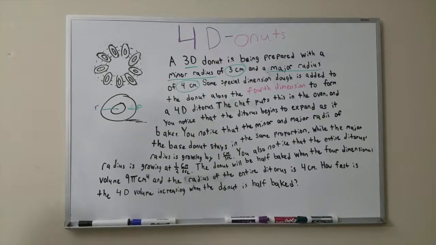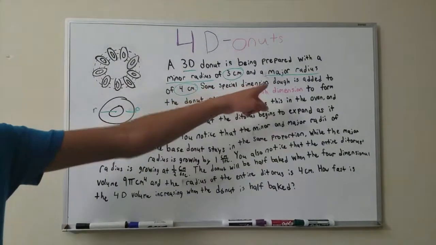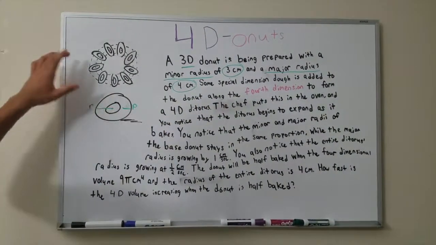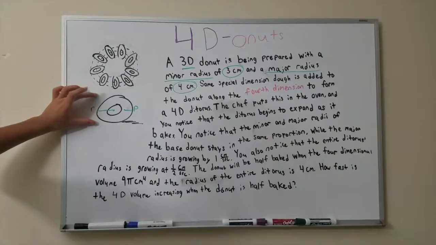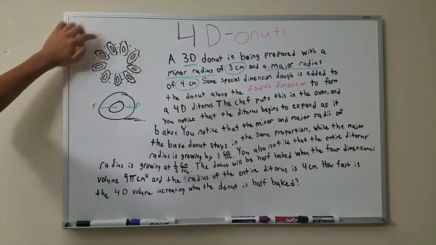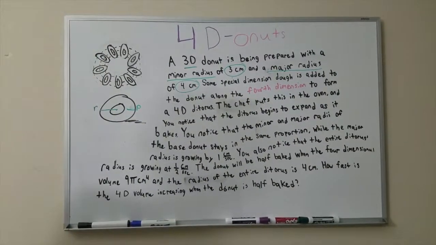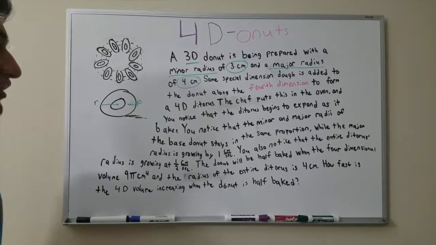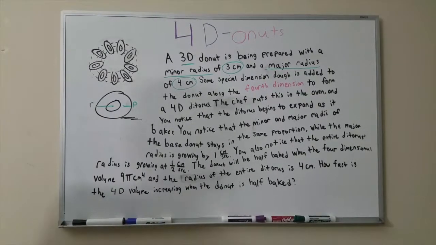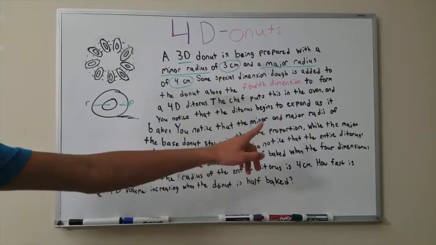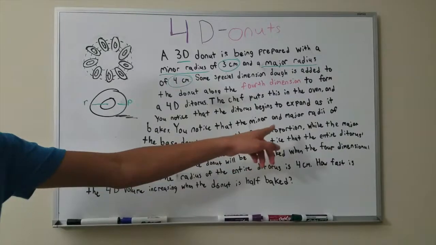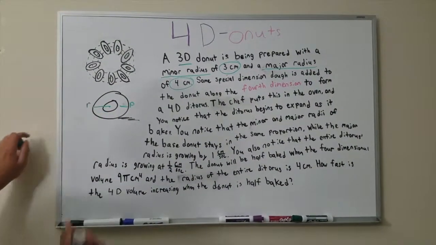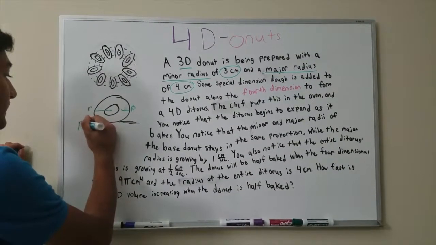So now it tells us that some special dimension dough is added to the donut along the 4th dimension to form a 4D ditorus, which is essentially that this donut has been expanded along the 4th dimension to turn into a 4D ditorus. So now the chef puts this in the oven, and you notice that the ditorus begins to expand as it bakes. You notice that the minor and major radii of the base donut stay in the same proportion. So that means that the ratio of P to R will always stay the same.